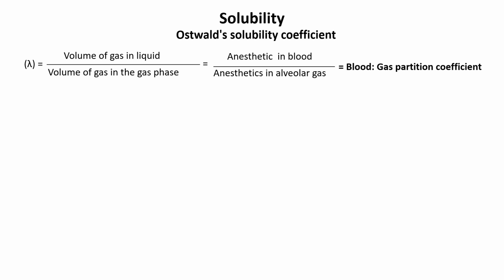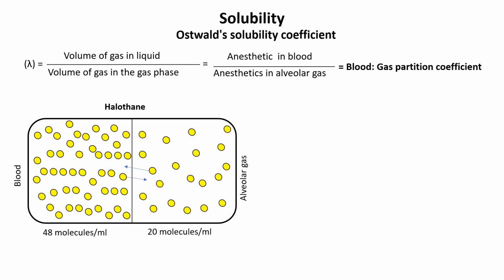Let's take an example of halothane. At equilibrium, when there is no net diffusion of halothane molecules between alveolar gas and the blood, a higher concentration of halothane remains dissolved in blood compared to the alveolar gas. So the blood-gas partition coefficient of halothane is high, 2.4 to be more precise. It means that, at equilibrium, the concentration of halothane in the blood is 2.4 times higher than in the alveolar gas.